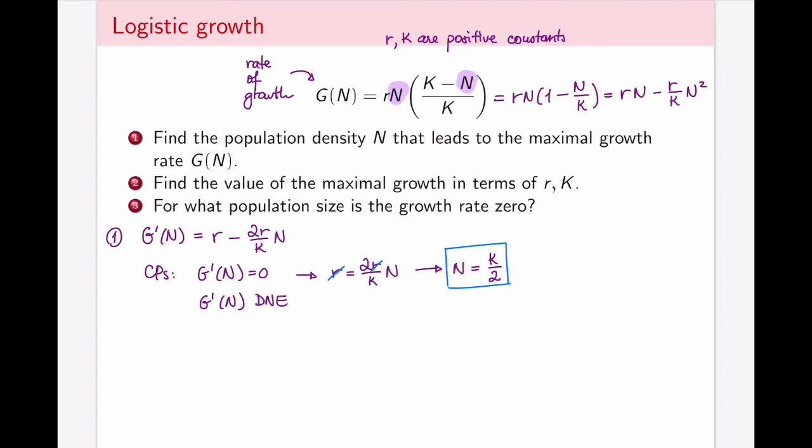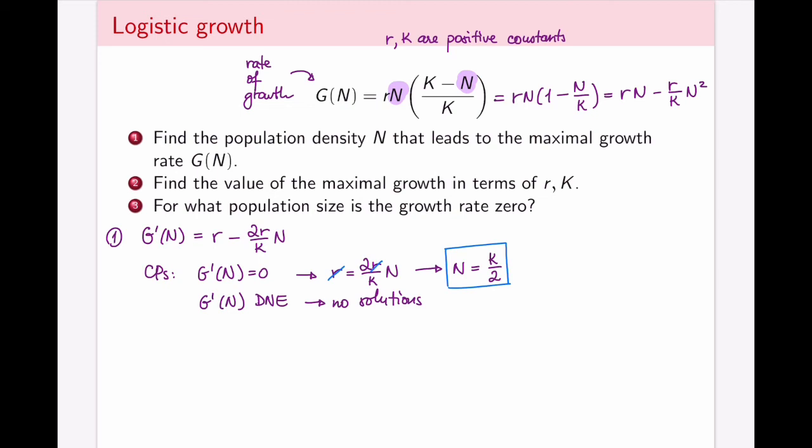So this is my one critical point, and then I also have to consider when this function does not exist. Well, my only potential problem is this k in the denominator, but k being 0 is not in the domain, which means that overall, this case produces no solutions. So I have only one critical point, and that is k over 2. Excellent. Now again, there's a number of ways to proceed.